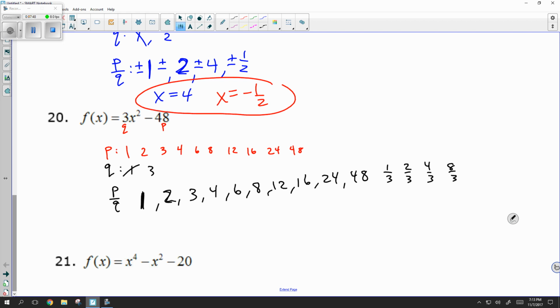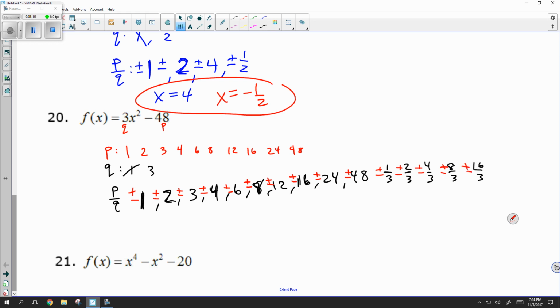12 over 3 is 4, so we already have that one. 16 over 3. 24 over 3 is 8. We already have that one. 48 over 3 is 16. We already have that one. And then we do the plus and minus of all this stuff. Plus and minus, plus and minus. So I'm not going to lie. Sometimes these problems get ridiculous, and there's probably a better way to do it.